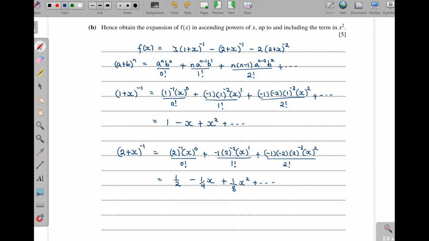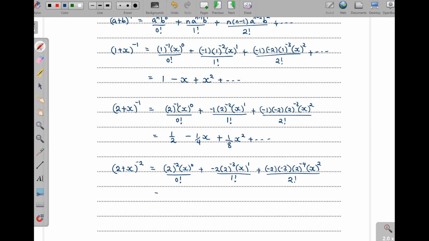Then we go to this other one here, we have 2 plus x, then to the power of negative 2, so we shall have 2 to the power of negative 2, then x here begins with the power of 0, then over 0 factorial, then plus, drop this negative 2, reduce it by 1 here, then x to the power of 1, then over 1 factorial, then plus the negative 2 here, then multiplies with the negative 3 that comes from up there, and then the 2 here reduces by 1, so this will be negative 4, and then x here to the power of 2, then over 2 factorial.